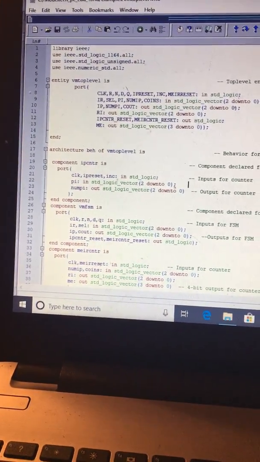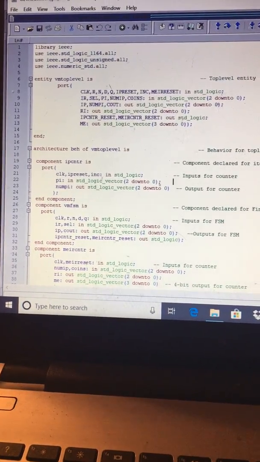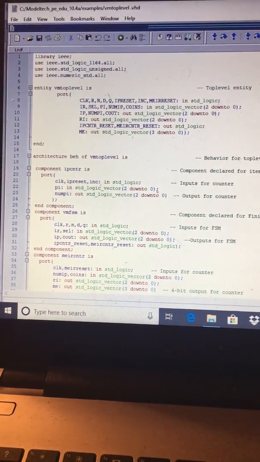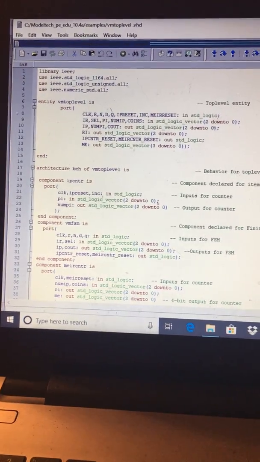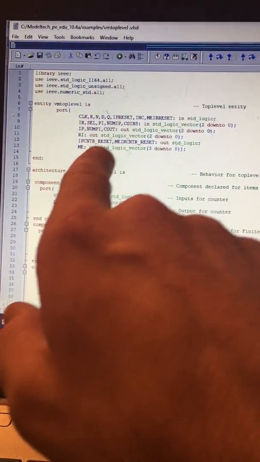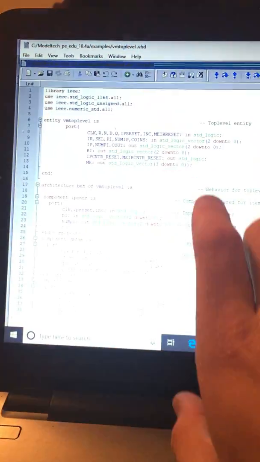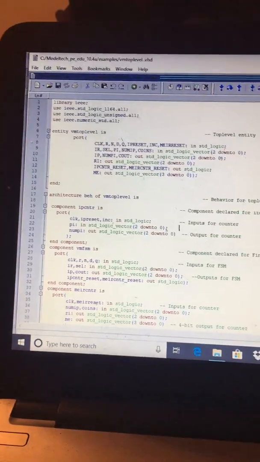This is Hwk10. This is a VHDL for the top level program that connects together the finite state machine, the money entered item return counter, and the item purchase counter. Right here is the entity for it, and the inputs and outputs are the inputs and outputs of the finite state machine and the two counters.